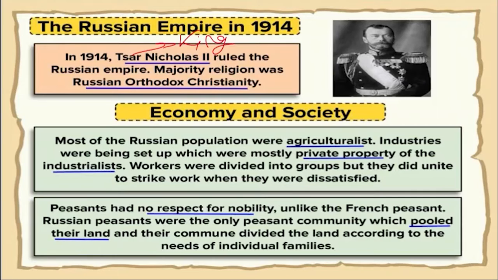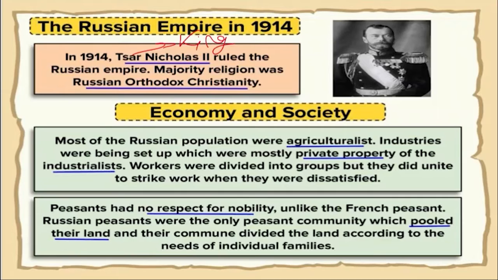Now the majority religion was Russian Orthodox Christianity. During that time, in the Russian Empire, the majority religion was Russian Orthodox Christianity. Now, what was the economic condition of the society? Many Russians were agriculturists. Like in France, where we know many people did agriculture, similarly in Russia many people were doing agriculture. Industries were being set up, which were mostly private property.